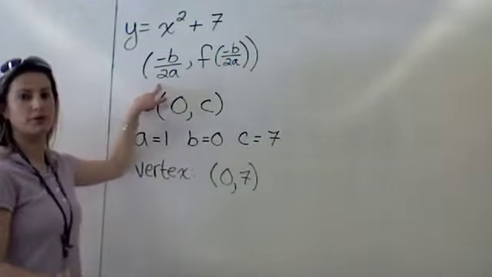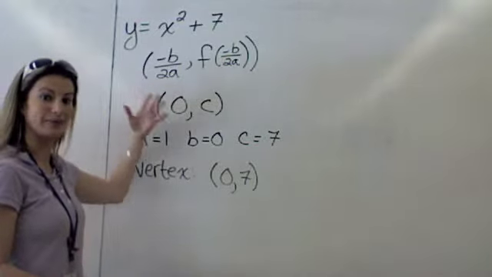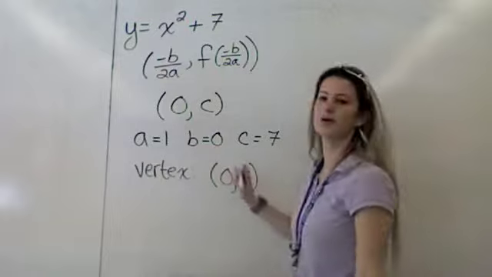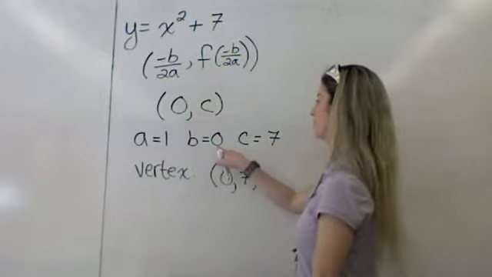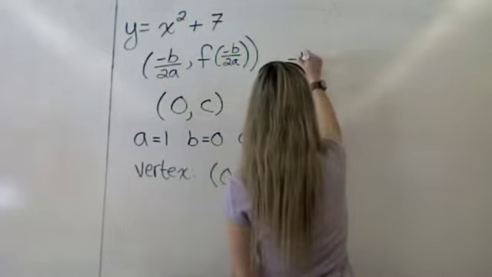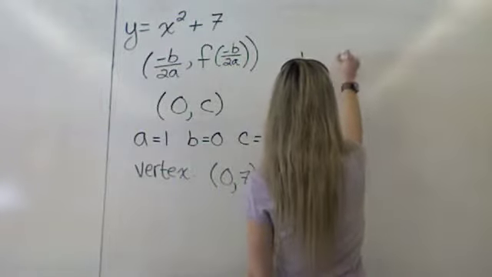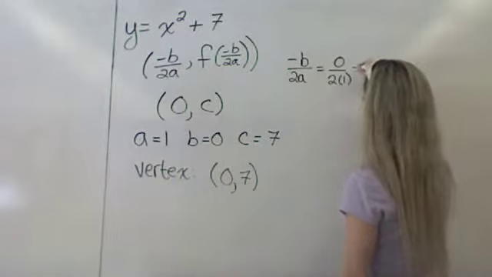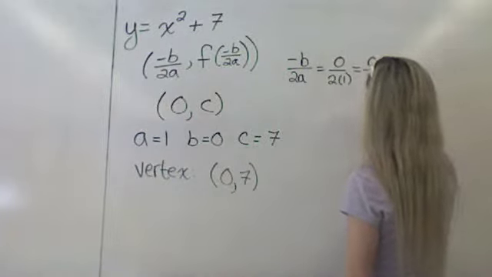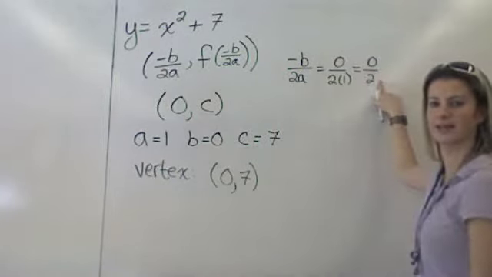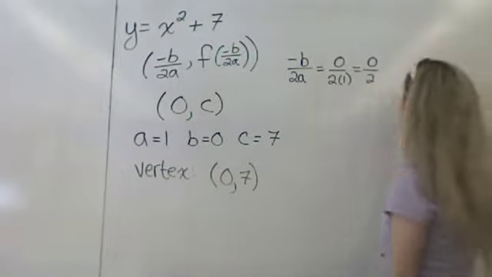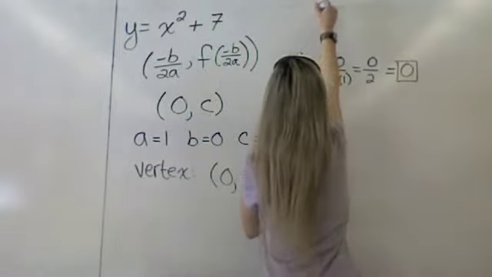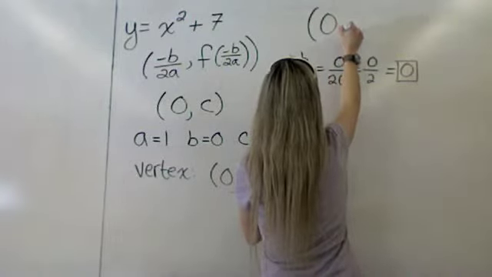So now let's try it the long way. Again, it's the opposite of b over 2a. So the opposite of 0, well, 0 is 0. It's not positive or negative. So the opposite of b over 2a is going to be 0 over 2 times 1, okay, which is going to equal 0 over 2. Now 0 divided by anything is just 0, okay? So the x-coordinate of our vertex, let's put our vertex up here like we did before, is 0, comma.